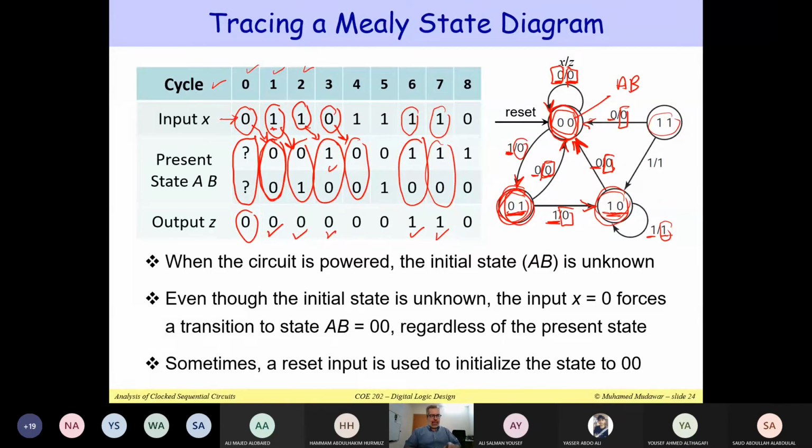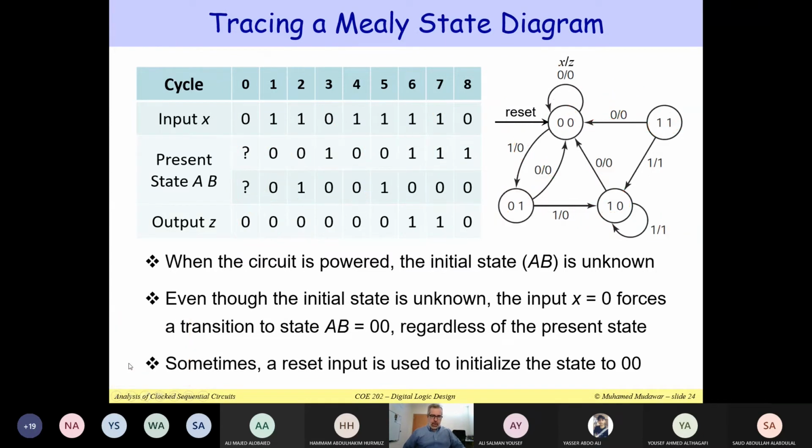Now, if we don't know the initial state, it is safe to reset initially, start at 0, 0, and then start moving between these different states. In this state diagram, my first input was 0 to force the transition to state 0, 0 before we start applying inputs. Let me just clean up this slide now. Notice that this input 0 here is to force the transition to state 0, 0.